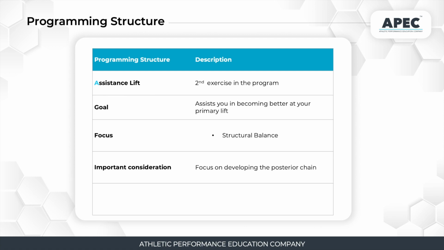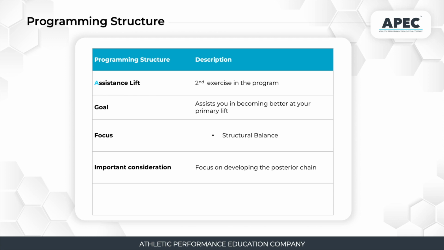We know that if we want to become better at an exercise like squatting, there will eventually be a ceiling where we plateau in terms of improving at that exercise. And the way to continue to improve and get better at that exercise is to build in what's called structural balance, where we start to develop the posterior chain to help us progress in whatever movement we have chosen for our primary exercise. So like I had mentioned, if a squat is the primary exercise, the assistance exercise has a very important goal in assisting you in becoming better at your primary lift, and the focus should be structural balance.